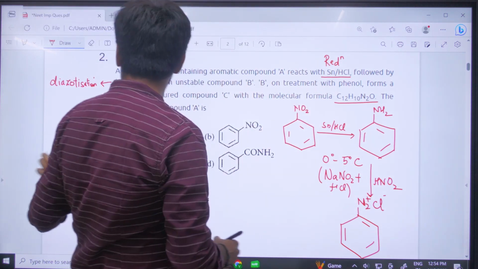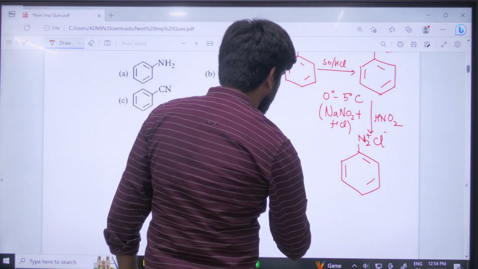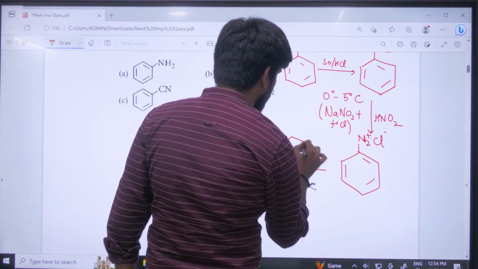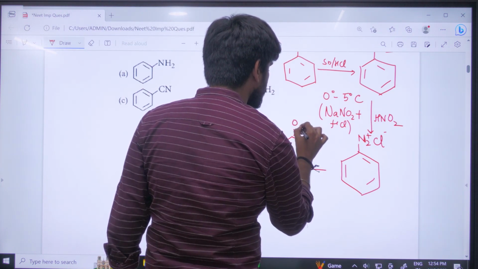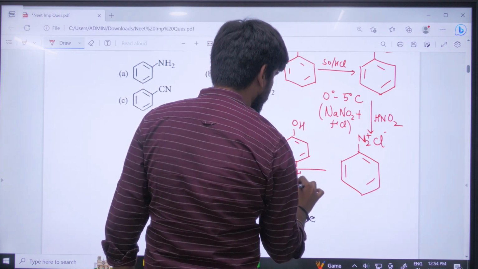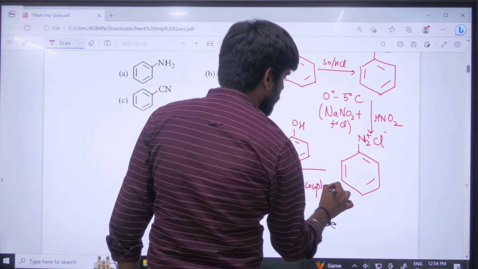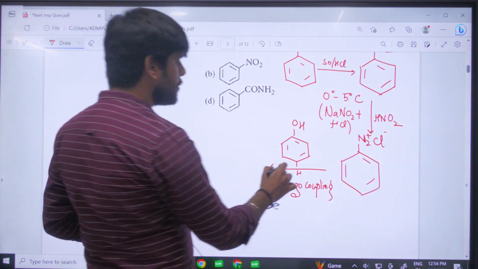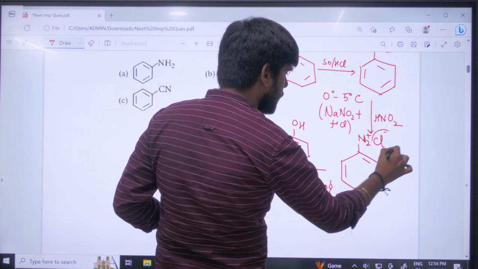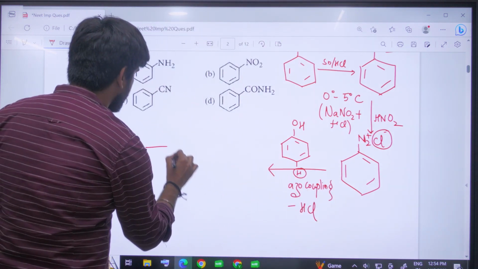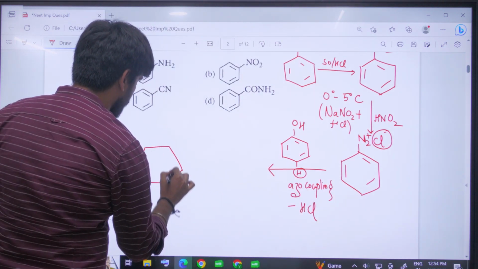This on reaction with phenol, what will happen? You know that this is your azo coupling reaction. I have H over here. This is your azo coupling. Yes, this is your azo coupling reaction. So this H and this Cl will be eliminated in the form of HCl, and what you get is something of this sort.